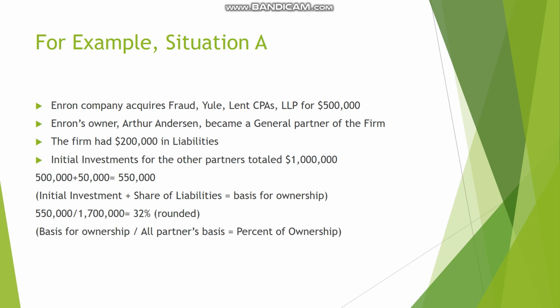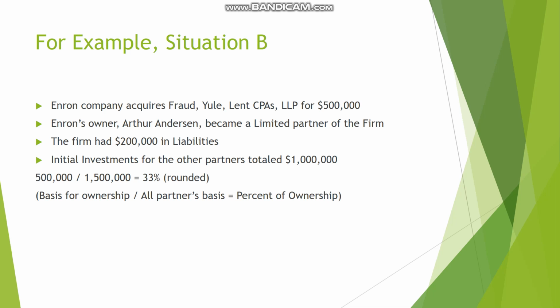So let's see how we calculate this. As you can see, we take Arthur Anderson's initial investment into the partnership, and we add his share of the liabilities. And because he is one of the four partners, he has a fourth share of the liabilities. And that is going to equal his basis for ownership. And next, we will take his basis for ownership and divide that by all of the partners' basis for ownerships to get the percent of ownership, which is 32%.